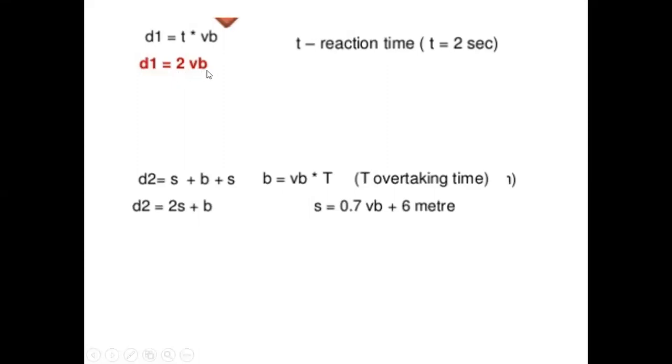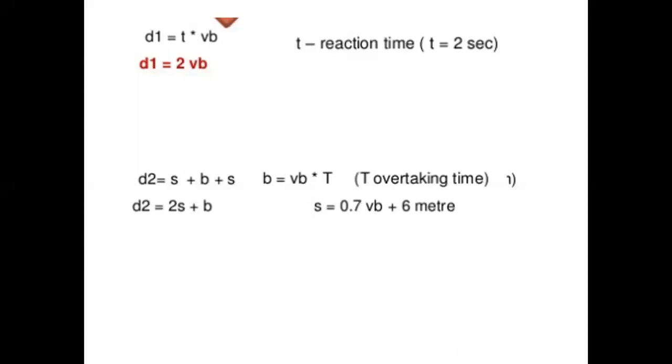Got it? Now, distance is speed times time. Accordingly, take the values. So always you should assume the reaction time of the driver for the overtaking sight distance as 2 seconds and for the stopping sight distance as 2.5 seconds. Now we'll move on to the next component, D2.